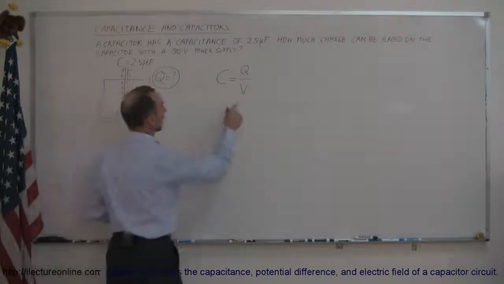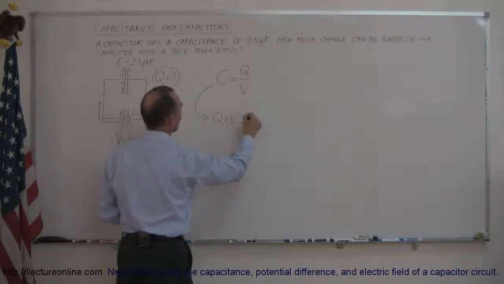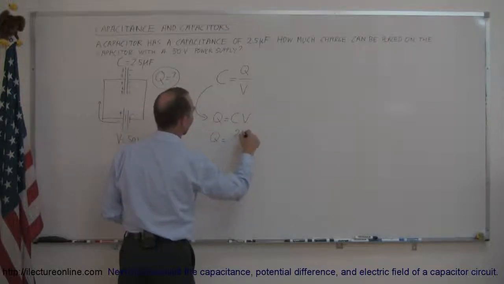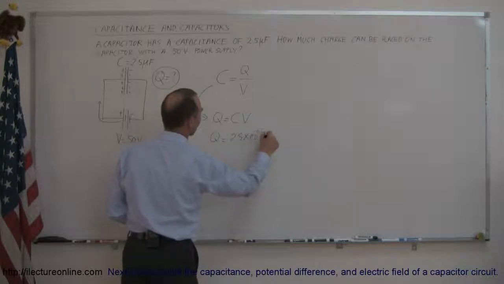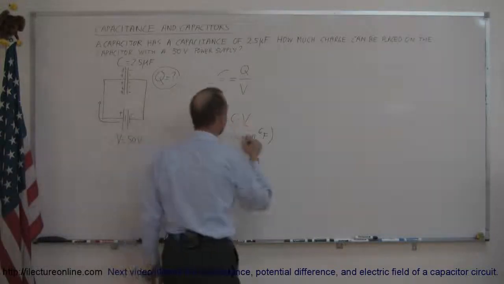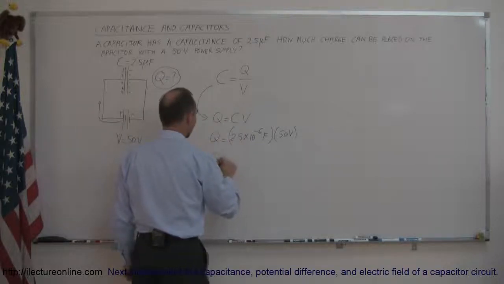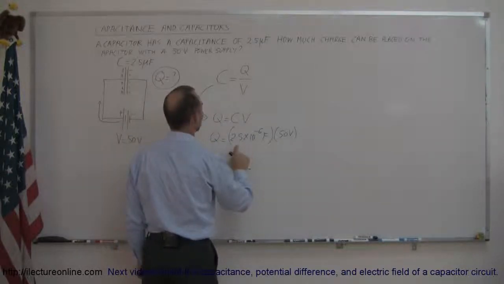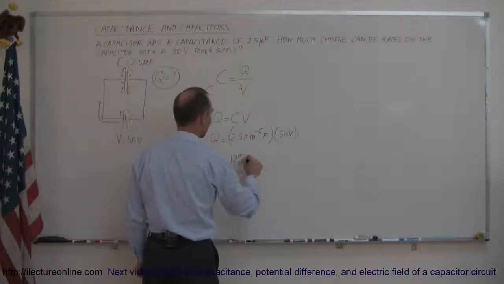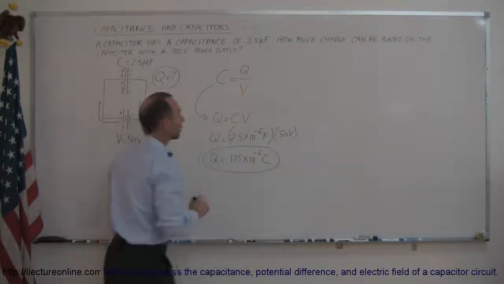So what we need to do with this equation is solve for the charge. So Q is equal to C times V, and Q is equal to the capacitance, which is 2.5 times 10 to the minus 6 farads, because a microfarad is 10 to the minus 6 farads, and we multiply that times the voltage, and in this case the power supply is 50 volts. The charge then would be equal to 50 times 2.5, that's 125 times 10 to the minus 6 coulombs, and that's how much charge we can place on that capacitor.